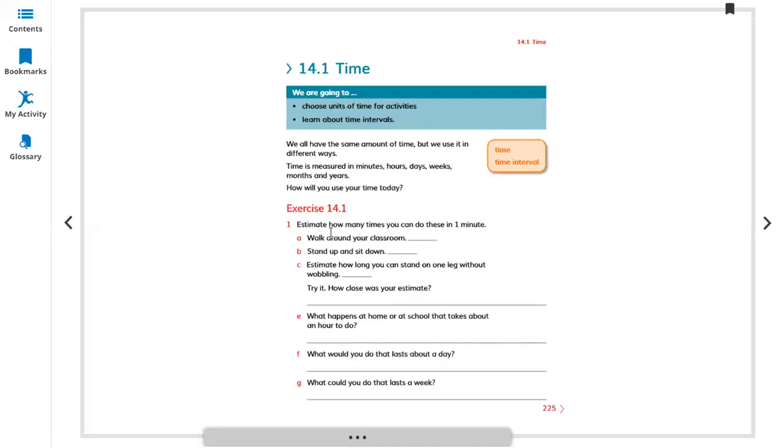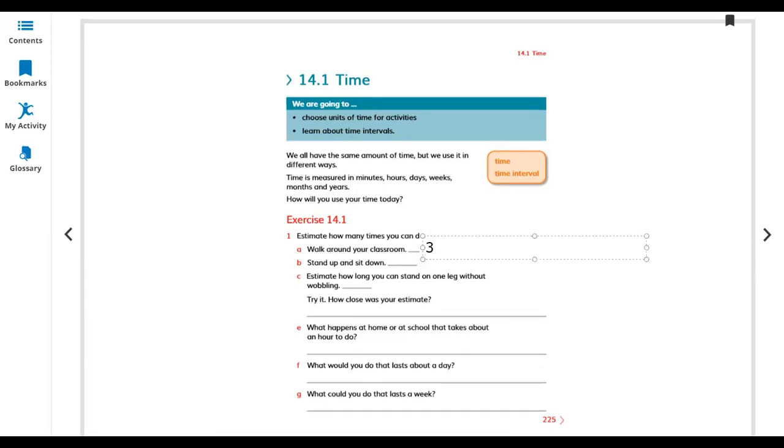Unit 14.1, exercise 14.1. Estimate how many times you can do these in 1 minute. Walk around your classroom in 1 minute. How many times can you walk? Maybe 3 times or 2 times. So you can write 3 times here, it's enough. Maximum you can make around 3 times in 1 minute.